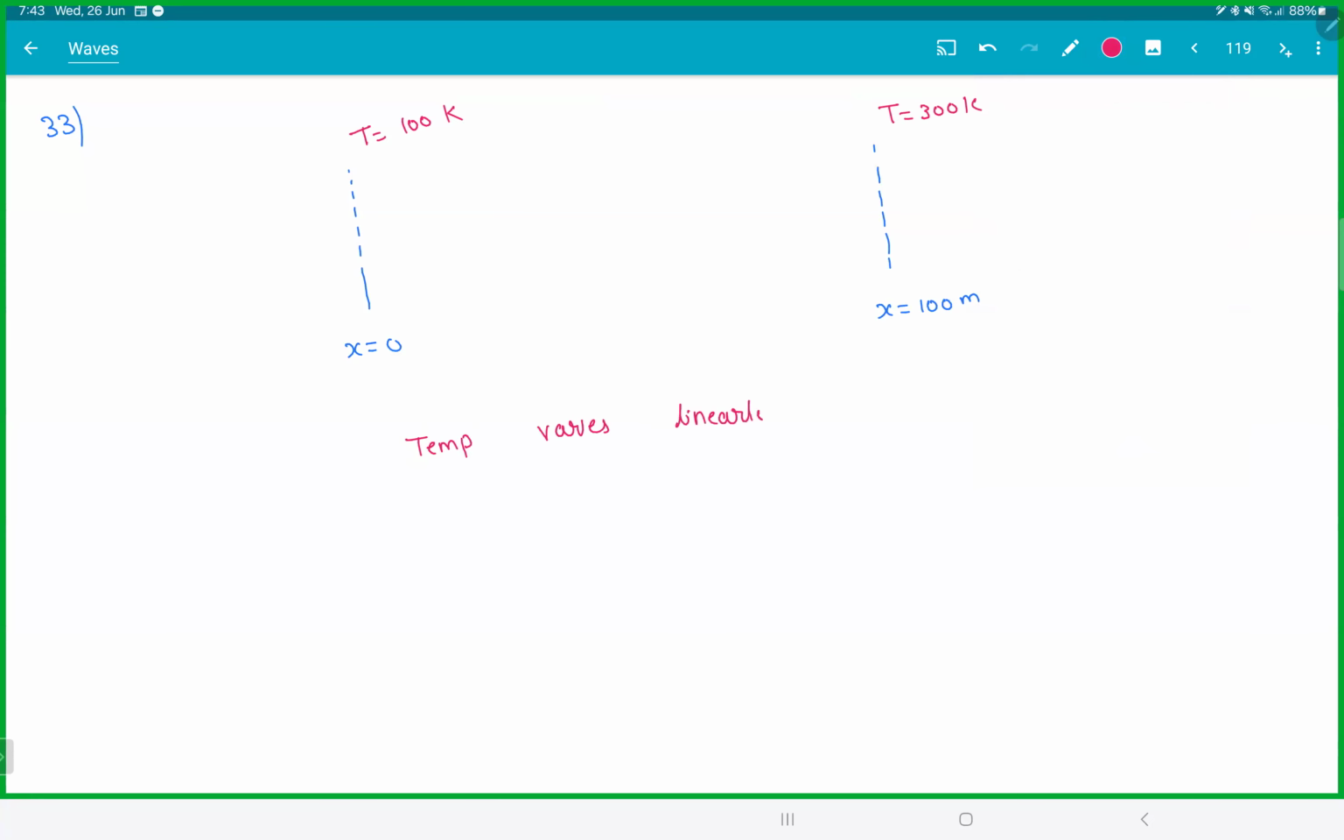The temperature is not constant. Temperature varies linearly from x equal to 0 to x equal to 100 meters, from 100 Kelvin to 300 Kelvin. Now, in this process, someone sent a sound wave here. And this entire region is filled with helium gas. So the temperature is not constant. As you go from left to right, temperature is increasing. Find the time taken for the sound to reach the other end.